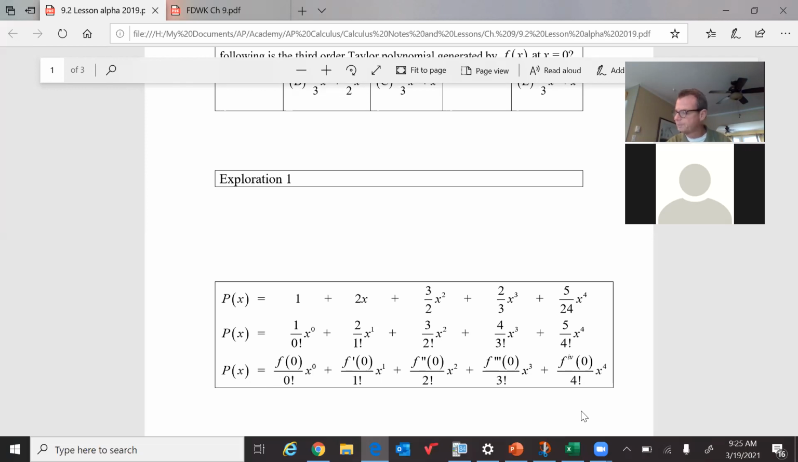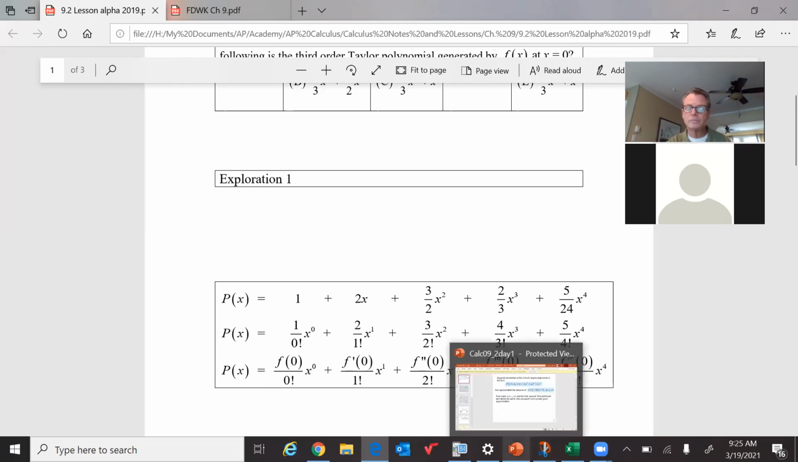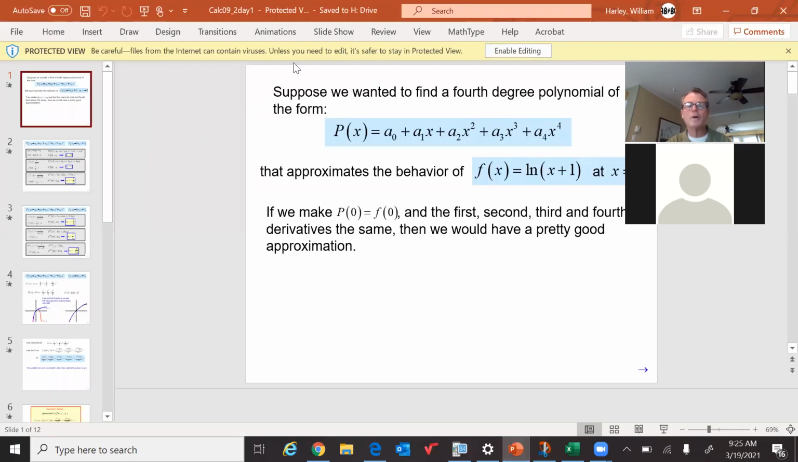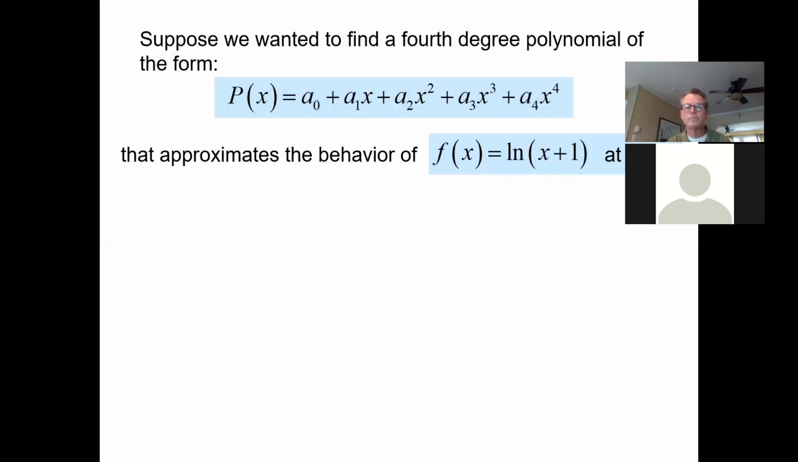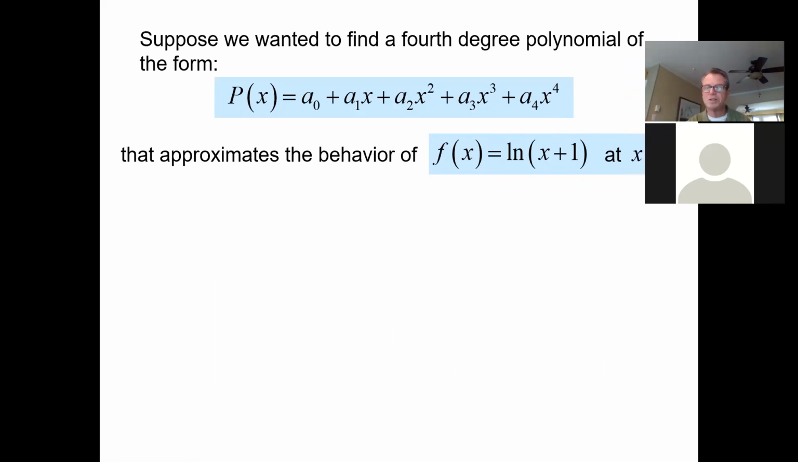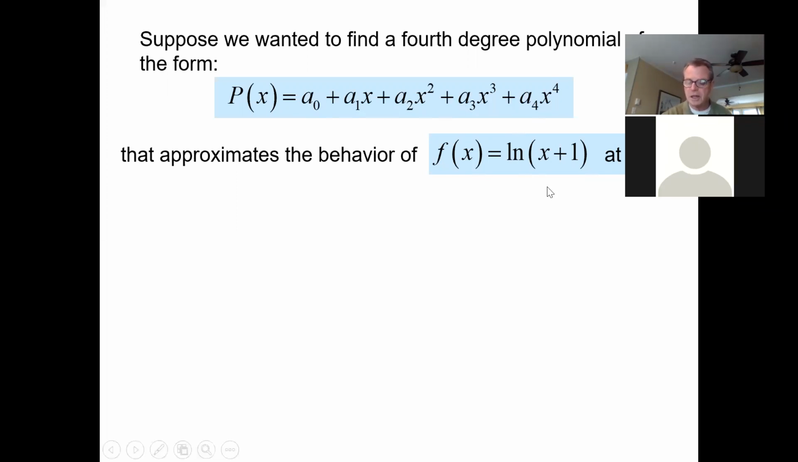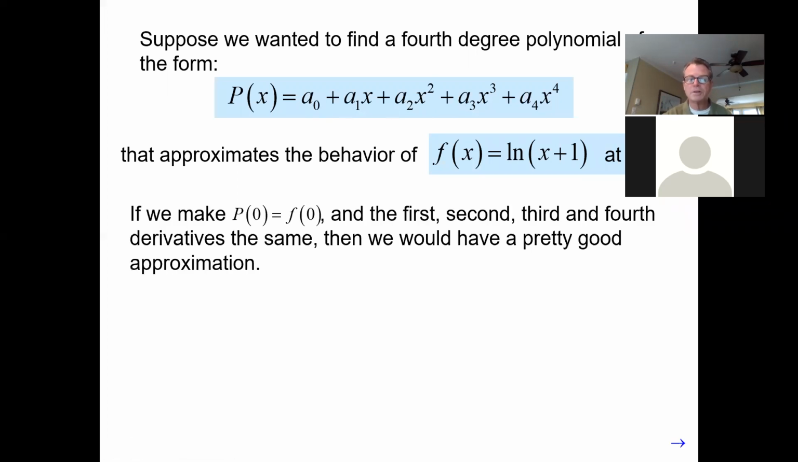Okay, so we're going to go to the PowerPoint. And this is the next problem. I wanted to go over that first because this is the next example in the book. So you want a 4th degree polynomial. So they're telling you how far to go. You want the function to be ln(x plus 1) at 0. Okay, the at 0 doesn't make sense yet, but don't worry about that.